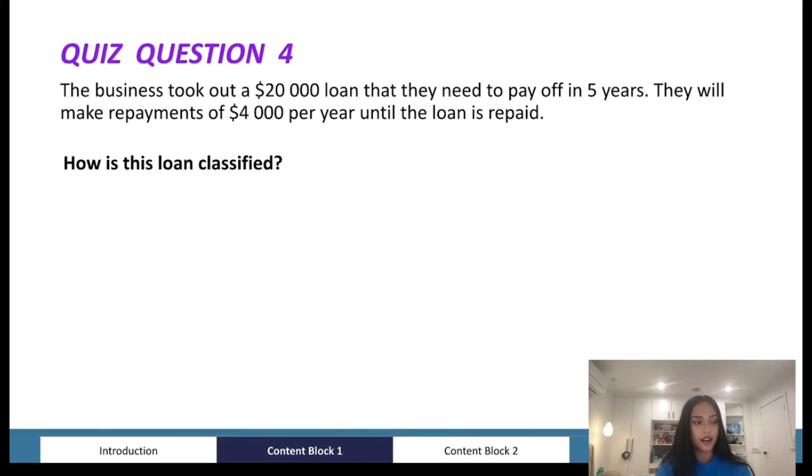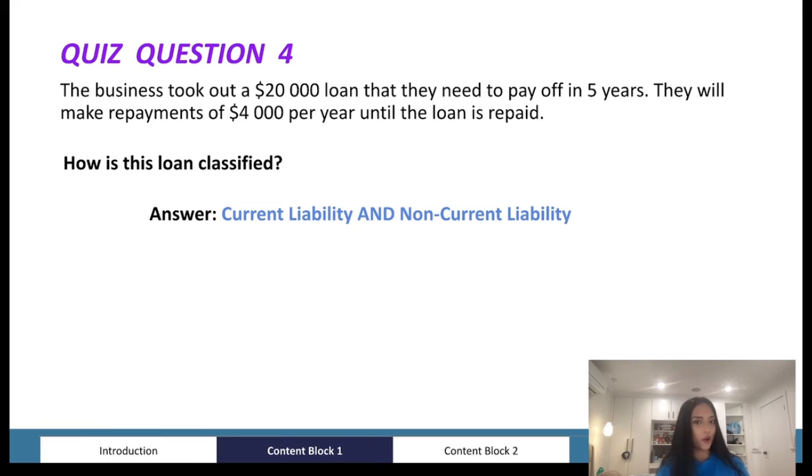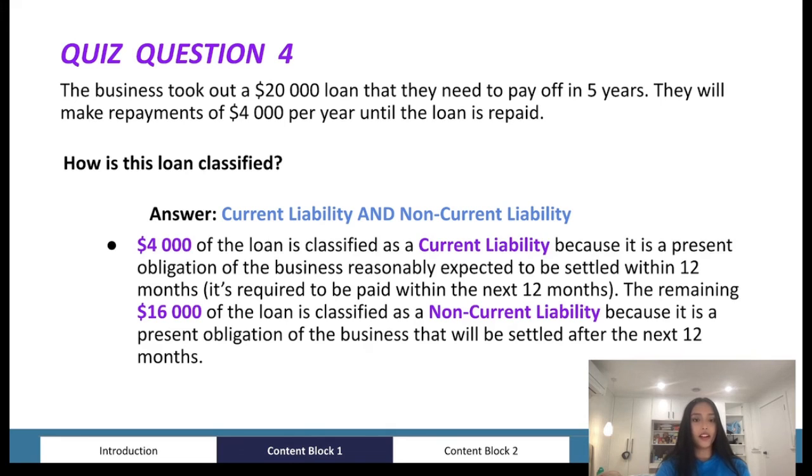Okay, so I'll go through the answer now. So the element is a liability, and actually it's both a current and a non-current liability. So hopefully you caught on to that. So part of the loan, $4,000 worth, is a current liability because it will be paid off within the next 12 months. So within the next year, they need to pay at least $4,000 worth of the loan because it's $4,000 per year. And then the remaining $16,000 of the loan is a non-current liability because it will take longer than 12 months for the business to pay it off, and it's not required that they pay it in only 12 months.